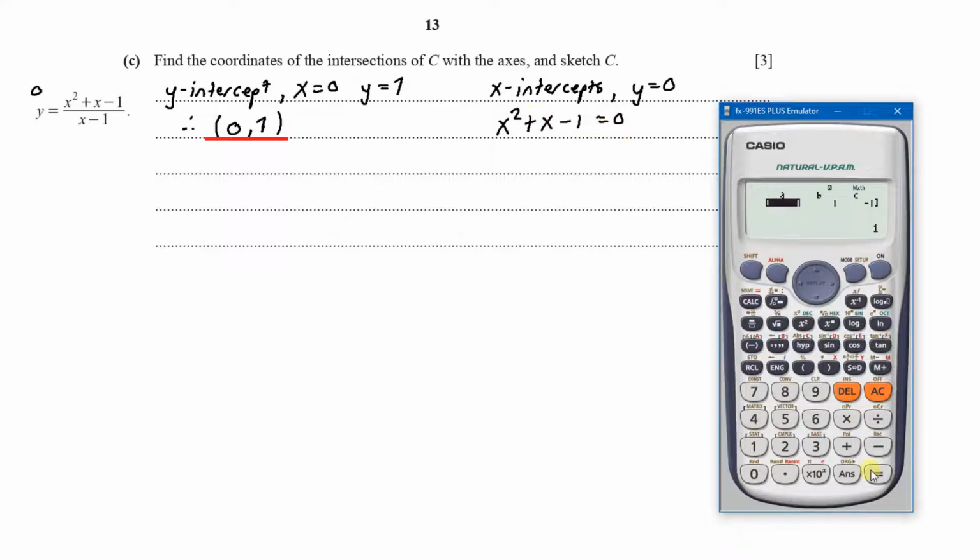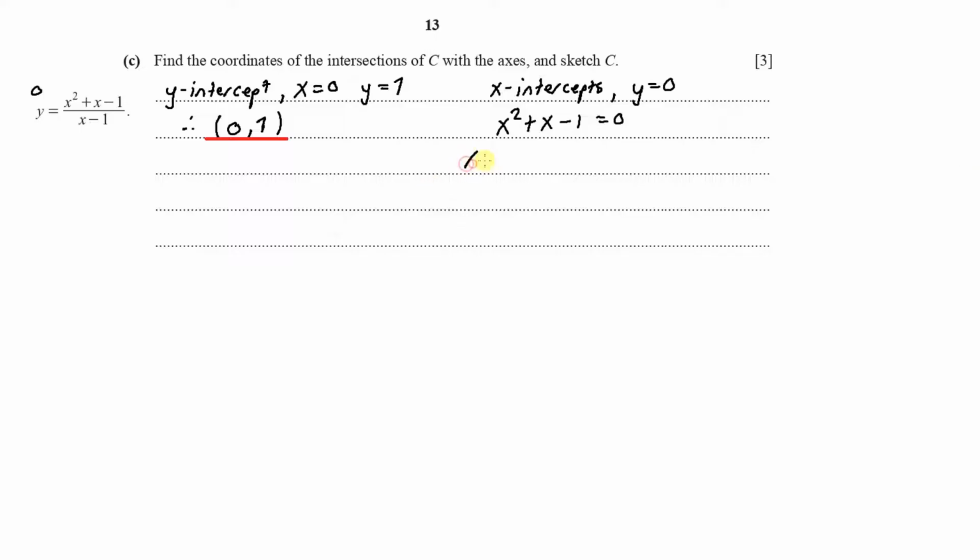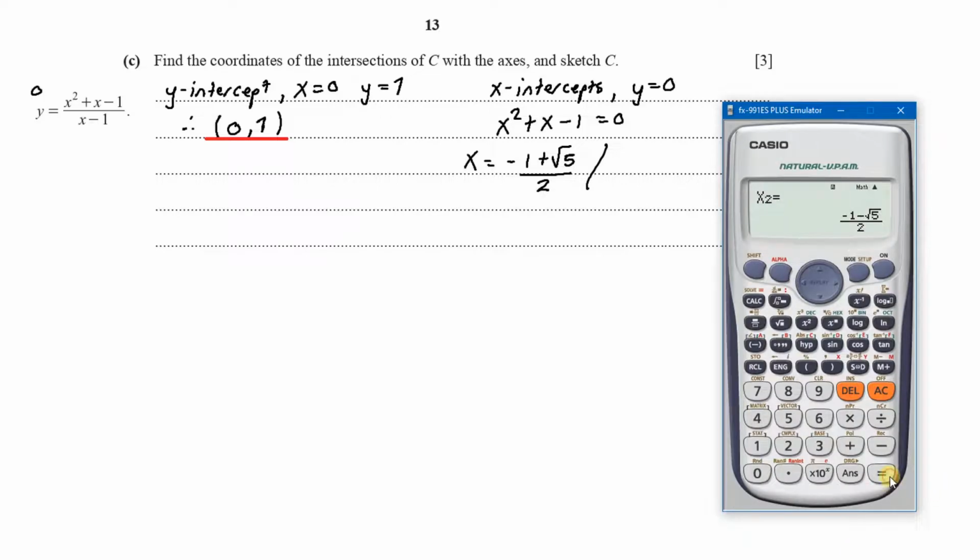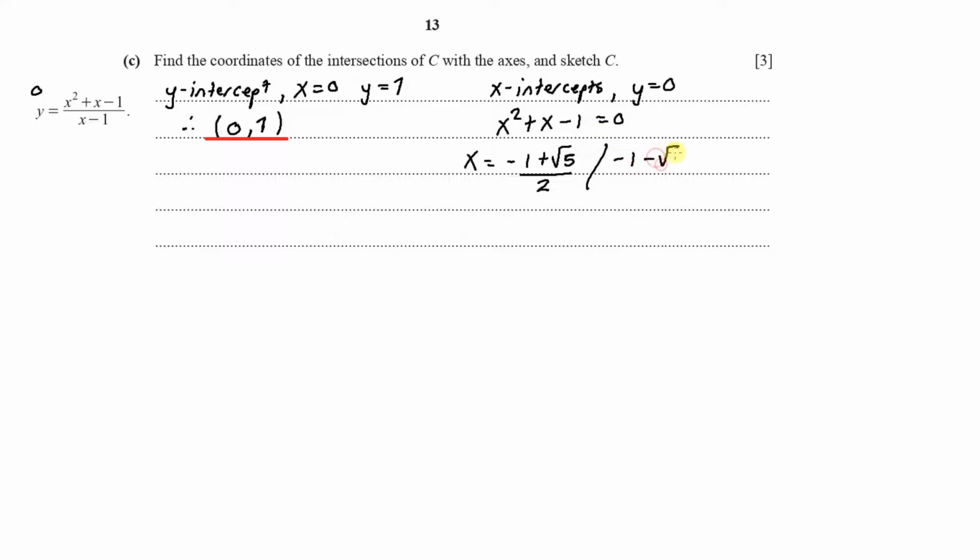We can now get the first value as minus 1 plus root 5 all over 2. So x is equal to minus 1 plus root 5 all over 2. The other value, we can also get from the calculator, as minus 1 minus root 5 over 2. So the coordinates for the x-intercepts, that's the intersection of the curve with the x-axis, will be (minus 1 plus root 5 over 2, 0) and (minus 1 minus root 5 over 2, 0). These are the other two intersections of the curve with the axes.